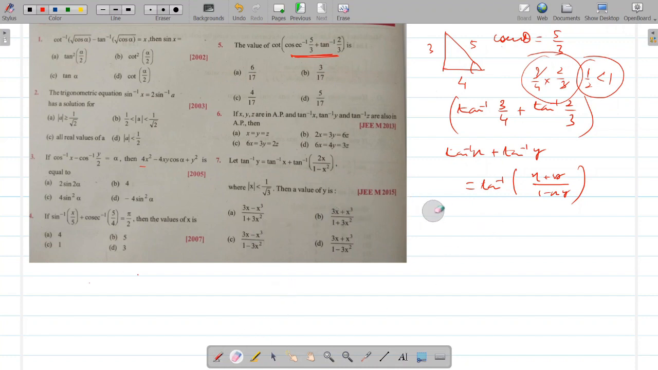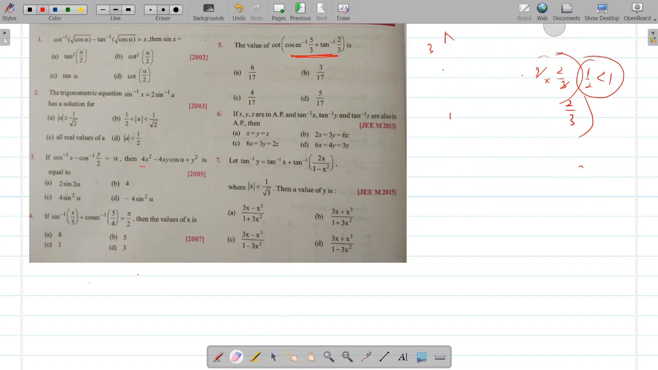So we now come to the next question, that is question number 6. JEE Mains 2013. So this question is: x, y, z are in AP, and tan inverse x, tan inverse y, and tan inverse z are also in AP. Then we have to find this. So it is given that x, y, z are in AP. So we can write 2y is equal to x plus z.